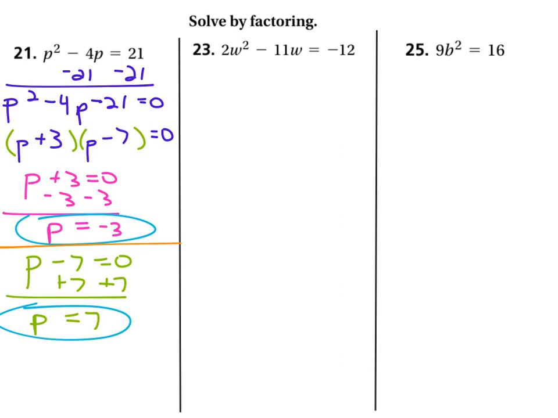Okay? So we're going to keep doing this with these last three. It doesn't equal 0. It says minus 12 on that side, so we have to add plus 12, and we get 2w squared minus 11w plus 12 equals 0. That's what we want to factor. And because this does have a leading coefficient other than 1, there's a 2 here, multiply the 2 times the 12 to get 24.